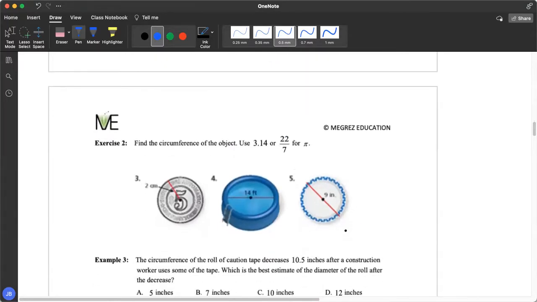All right, so now we're going to find the circumference of the objects. We'll use 3.14 or 22/7, whichever you prefer. So this time we'll switch the order up a little bit. Julia, you have 3. Melissa, you can have number 4. And that leaves Andy with number 5. So feel free to annotate or message me your answer, whichever one.